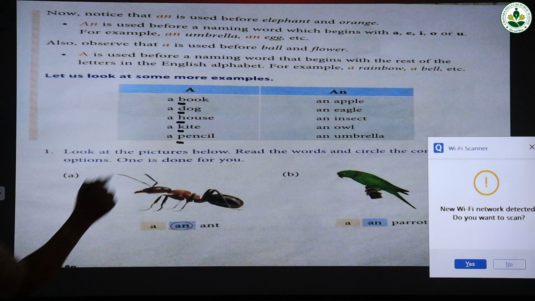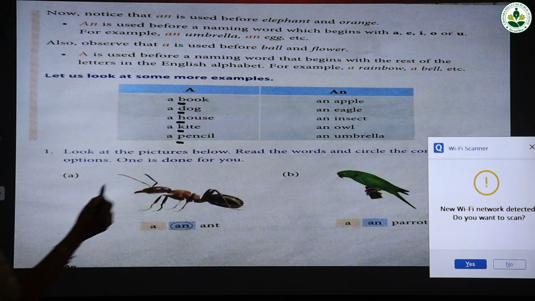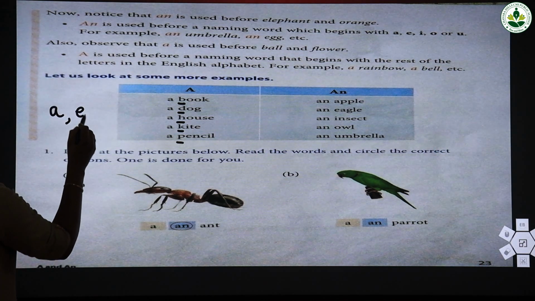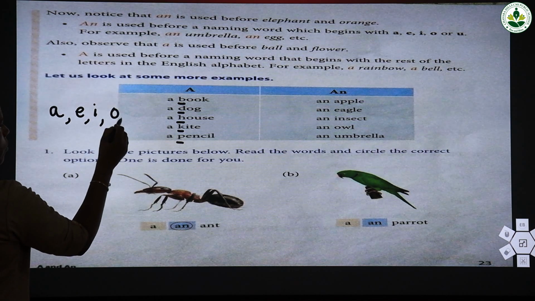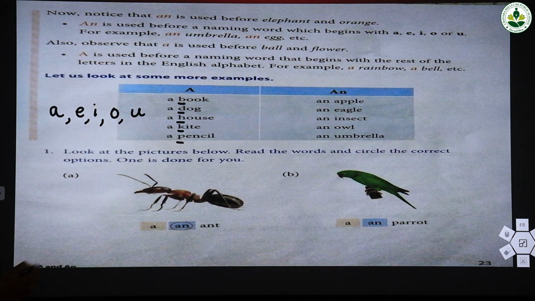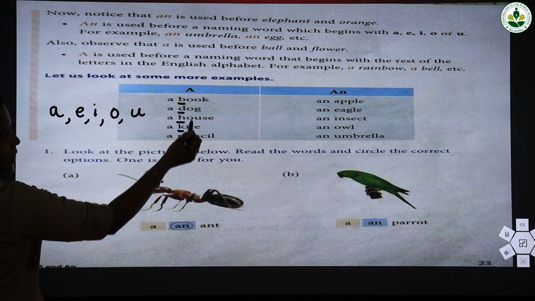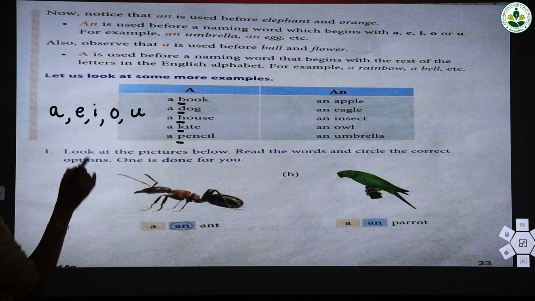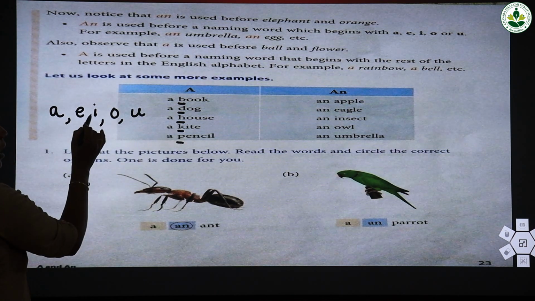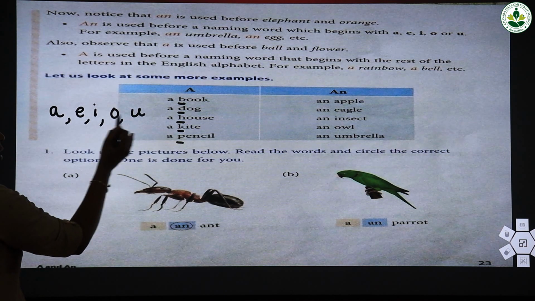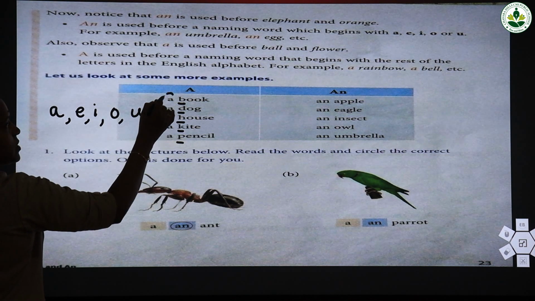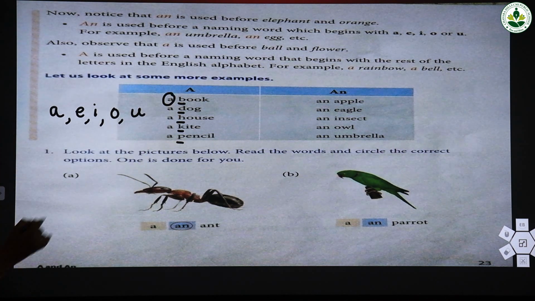So, can you find any word starting with vowels? That means A, E, I, O, U. These are the vowels. Any words here starting with these vowels? Starting with A, any word here? No. E, no. I, no words. O, no. U, no words. That is why we use A here. A book. Understand?